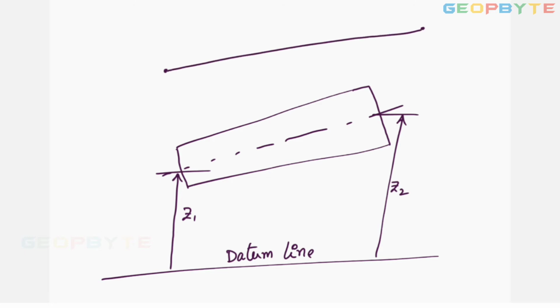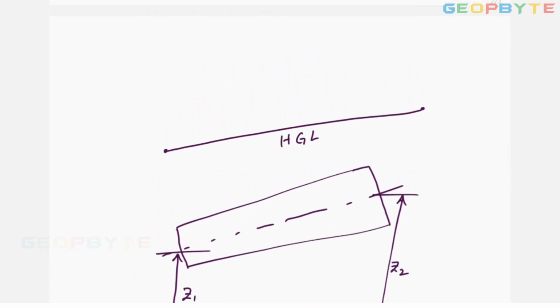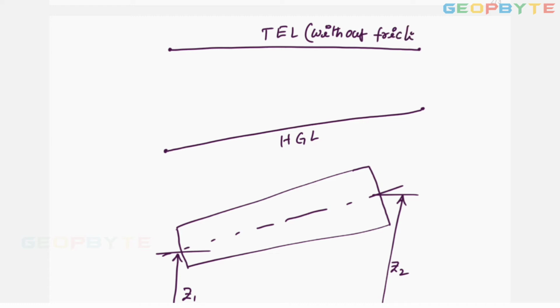You try to join these piezometric head points to get a line called HGL. Theoretically, the total energy line should be horizontal. This is the total energy line, which should be horizontal. Total energy line without friction. But once we consider the friction, the TEL with friction.